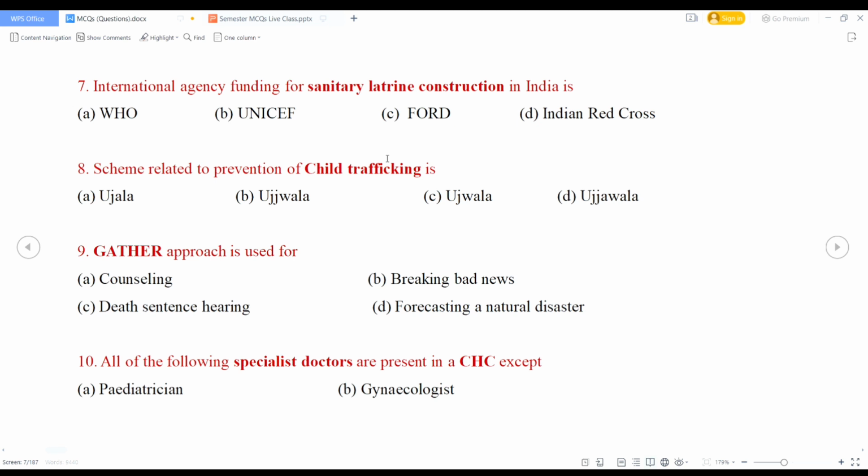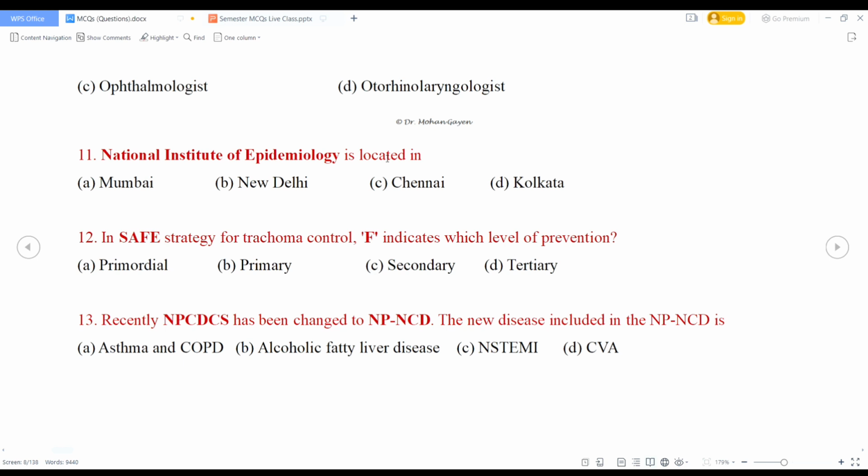Next question. All of the following specialist doctors are present in a CHC, that is Community Health Center, except pediatrician, gynecologist, ophthalmologist, and otorhinolaryngologist, that is ENT doctor. So who is not present in CHC or not mandatory to be present in the CHC? Right option is ENT doctors.